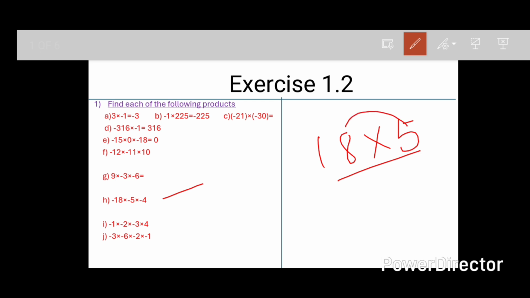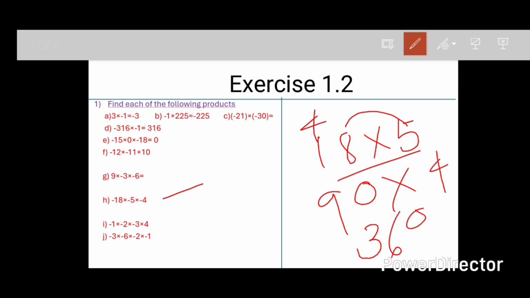5 8s are how much? 40. 4 carry. Okay, 5 ones are 5 plus 4 how much? 90. So 18 5s are 90. Remaining number is how much? 4. So 4 zeros are 0, 4 nines are 36. The final answer becomes how much for this? 360. Then the symbol is minus because here negative symbol remaining.